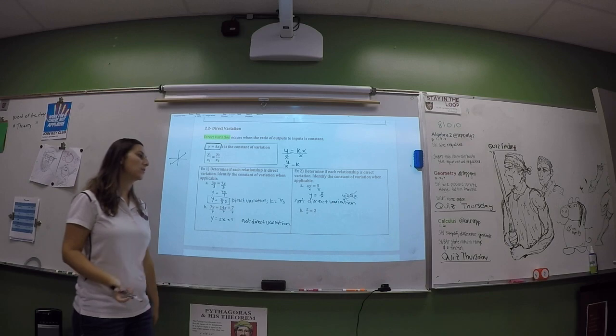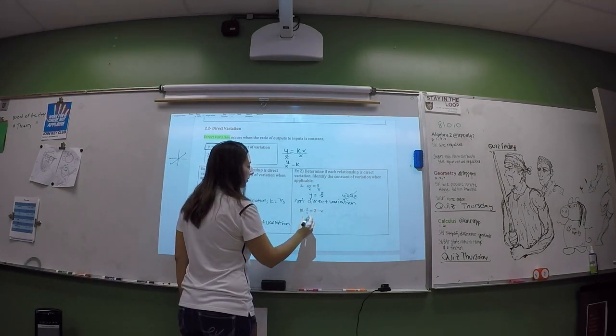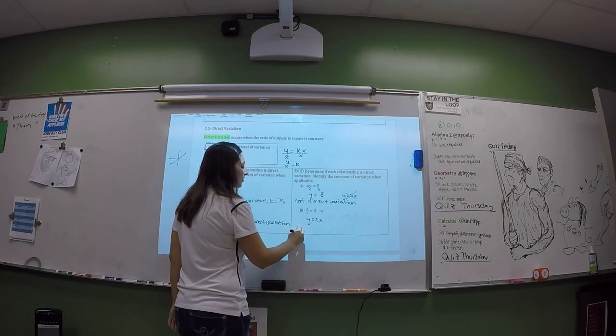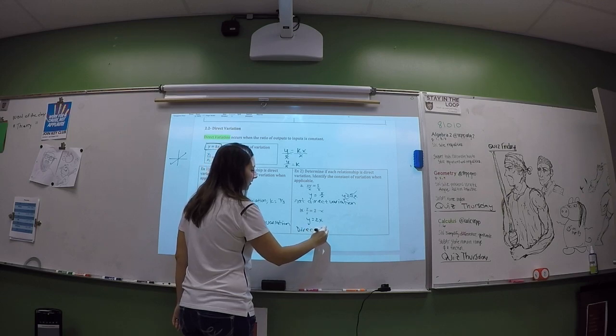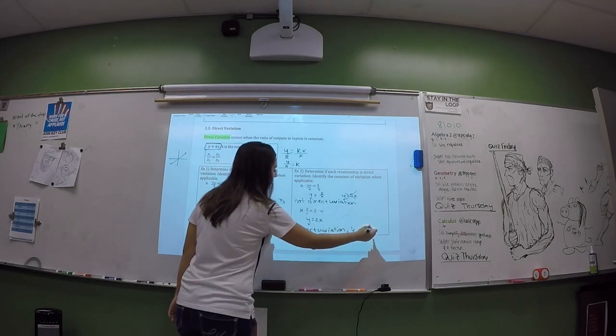Okay. Next one says y times over times x. So times x. Yes, multiply that. Good. Is this one okay? Yeah. So if it's direct variation, what's k? 2. Yeah. So k is 2.